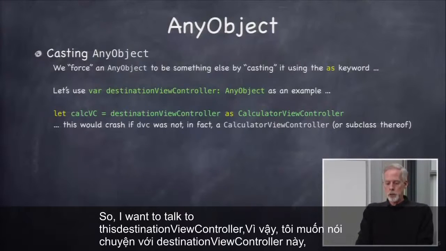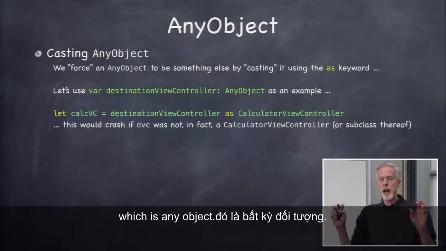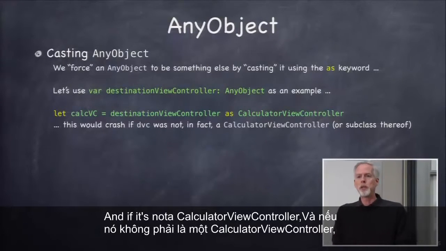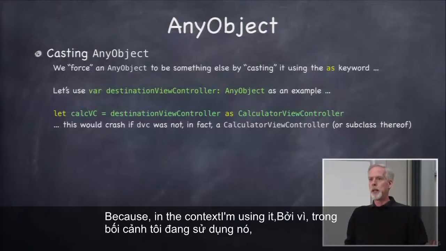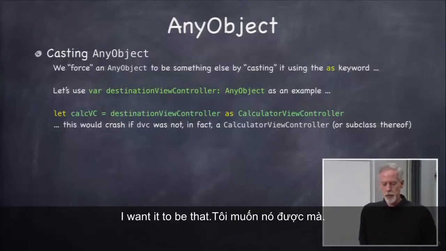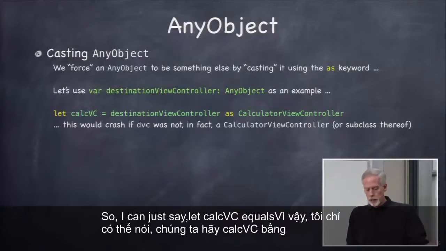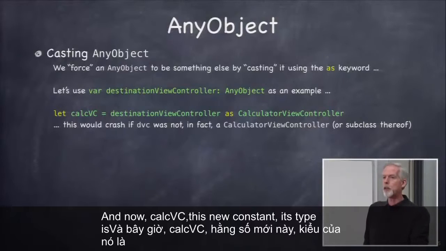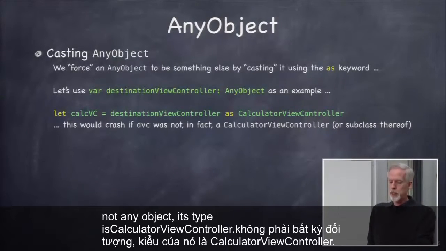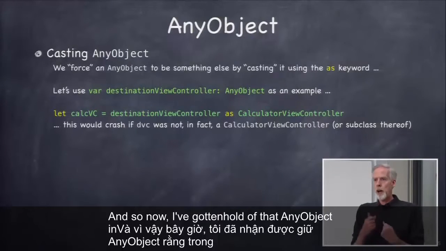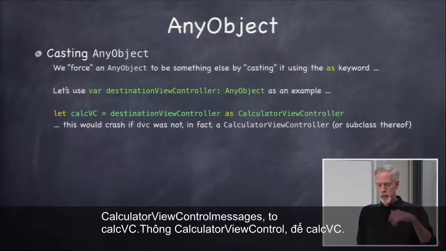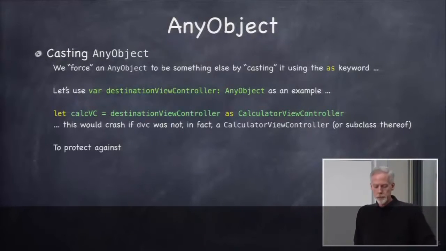So I want to talk to this destination view controller, which is any object, and I know that it's a calculator view controller. And if it's not a calculator view controller, my program should probably crash because in the context I'm using it, I want it to be that. Okay, so I can just say let calc VC equals calculator view controller as calculator view controller, and now calc VC, this new constant, its type is not any object, its type is calculator view controller. And so now I've gotten hold of that any object in a way I can actually do things with it, and I can send calculator view controller messages to calc VC.